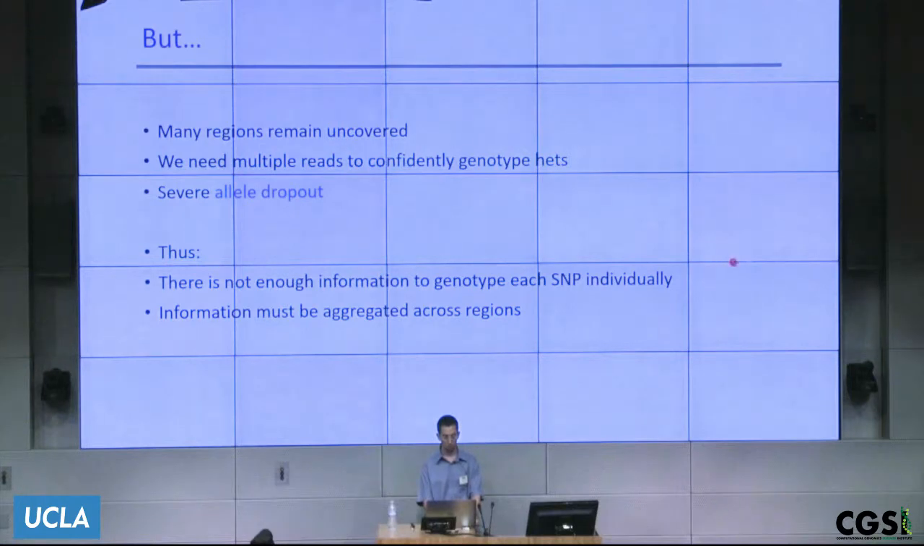So what this means is that there is never enough information to genotype each SNP individually. We'll never have confidence just looking at one SNP. So we have to aggregate information from the entire genome, across entire long chromosomal regions.